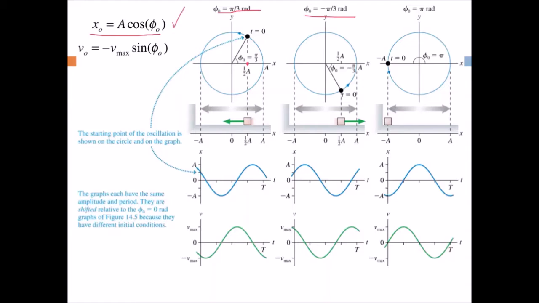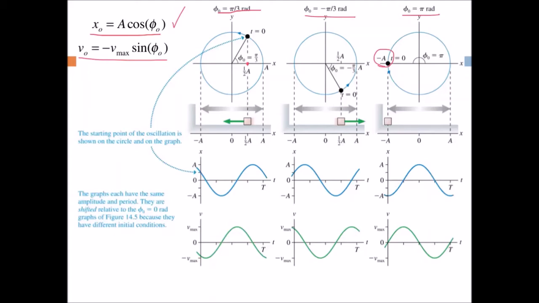And the last picture, my phi naught is equal to pi. So if I were to put cosine of pi into my equation, then I would get -1. So my initial position is negative A. Now if we look at the velocity function, again, what this tells me is the direction that I'm traveling and the speed that I'm traveling at the beginning.